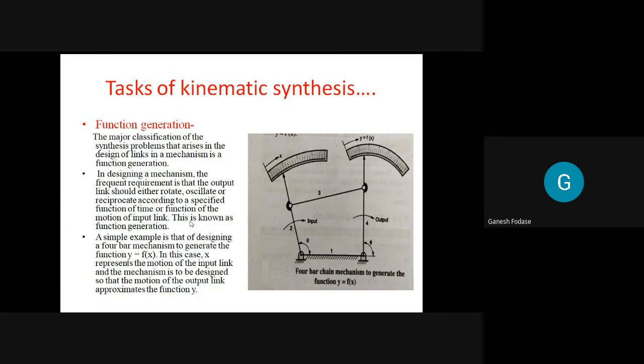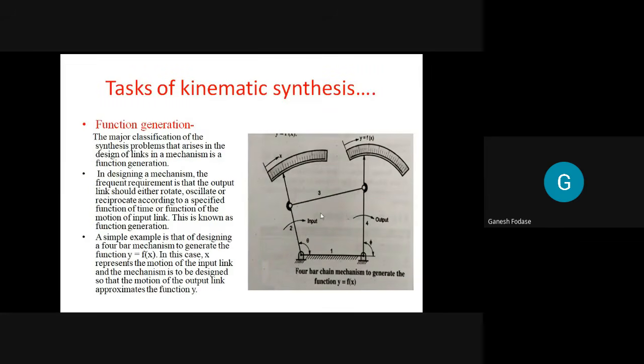So that's what I discussed with you. If the motion of the output link is a function of the input link, then that synthesis problem is a function generation problem. Let's say y is equal to f of x, where y is the motion of the output link and x is the motion of the input link. It may be a displacement, linear or angular, so we can also call it theta and phi.